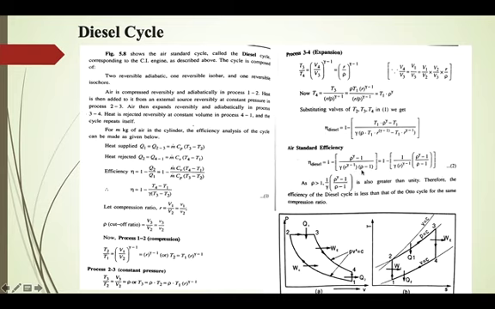minus 1 into rho minus 1, or 1 minus 1 by gamma into R raised to gamma minus 1 into rho raised to gamma minus 1 by rho minus 1. This is the expression for efficiency of diesel cycle. Here gamma is the index of adiabatic expansion, for air it is 1.4, R is the compression ratio and rho is the cutoff ratio.